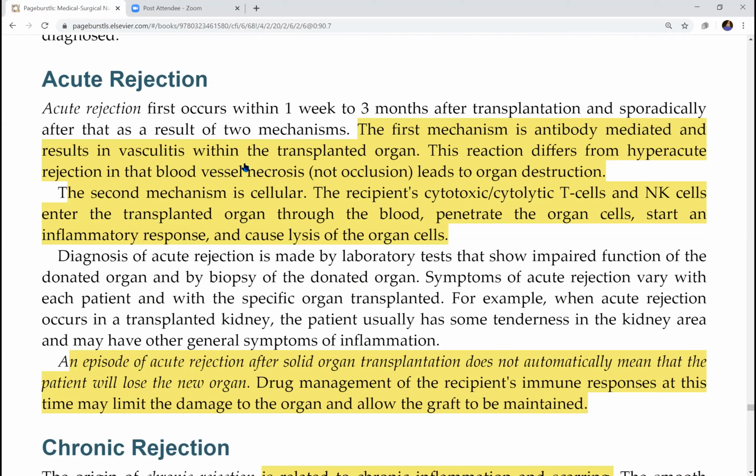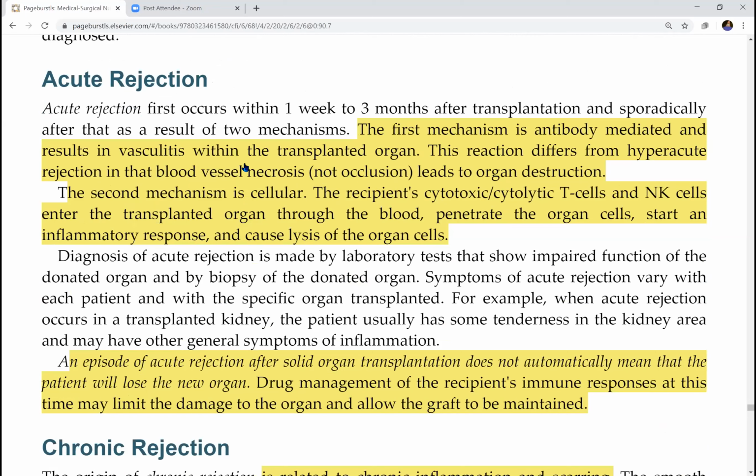The second mechanism is really what will cause the death of the graft. It's really the cytotoxic and cytolytic activity of the T cells. So what happens is, even though we gave the host immunosuppressants, the body somehow found a way to still stimulate the immune system. So they still manage to attack the graft, and then they penetrate the organ and start killing it.